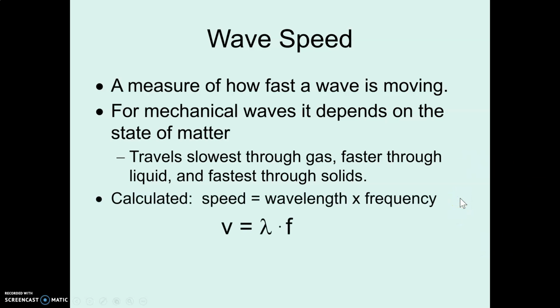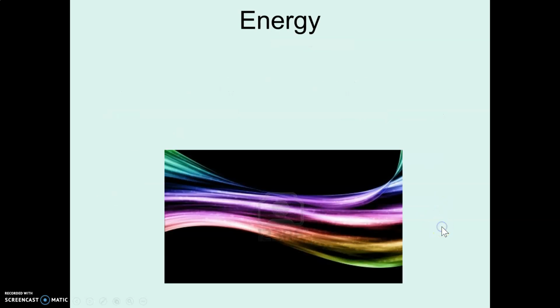Okay. We can calculate wave speed though by taking the wavelength of the wave and multiplying it by the frequency of the wave. So that's how we can calculate how fast that wave is going.